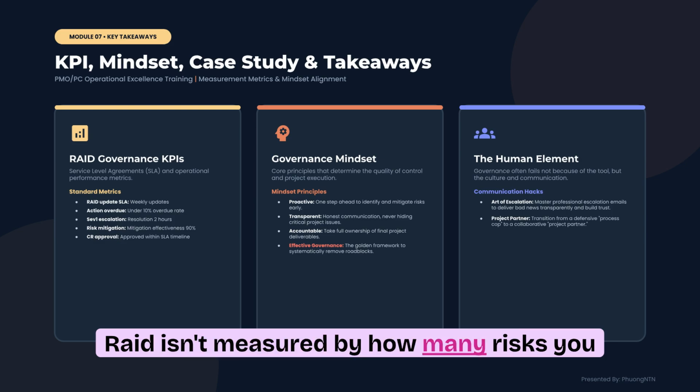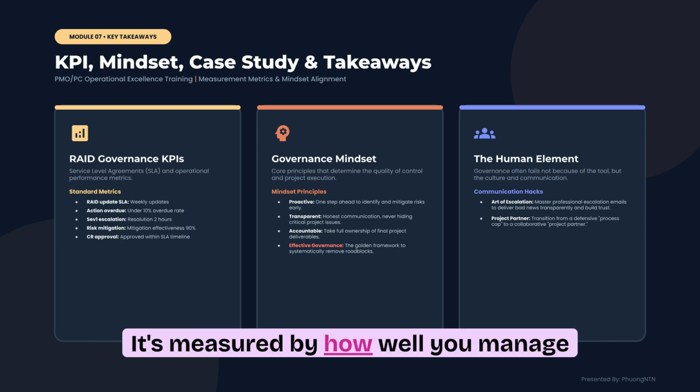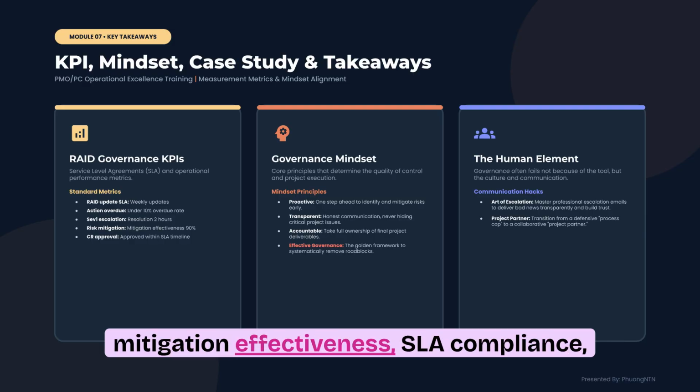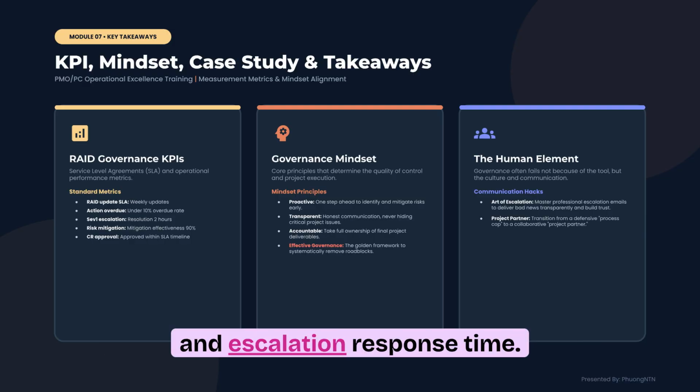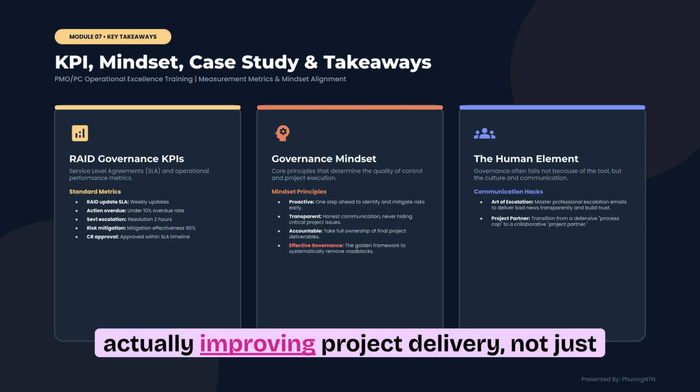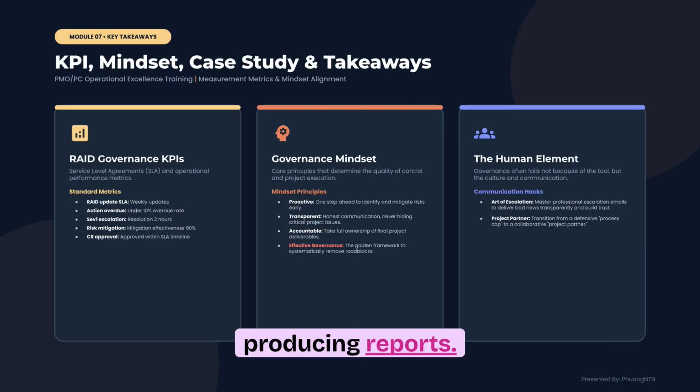RAID isn't measured by how many risks you record. It's measured by how well you manage them. Track metrics like overdue actions, mitigation effectiveness, SLA compliance, and escalation response time. These KPIs tell you whether governance is actually improving project delivery, not just producing reports.